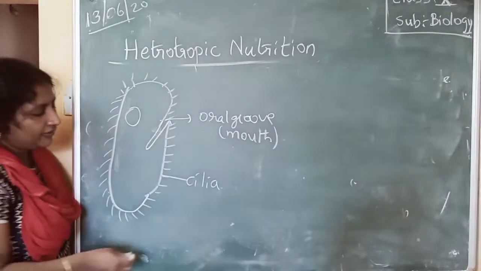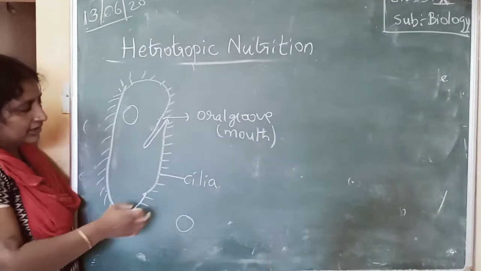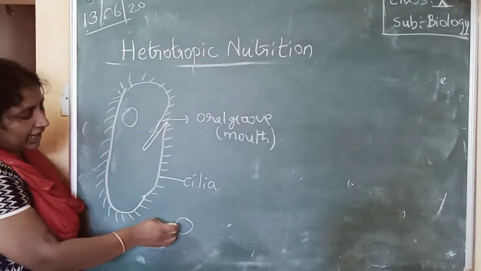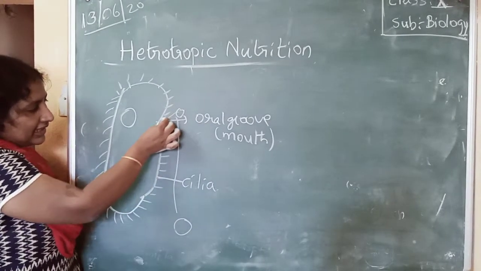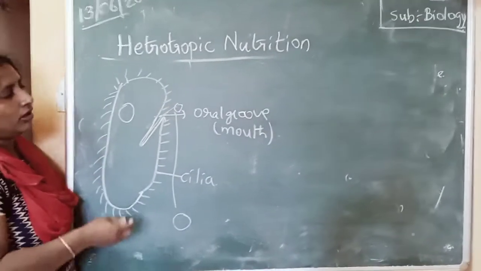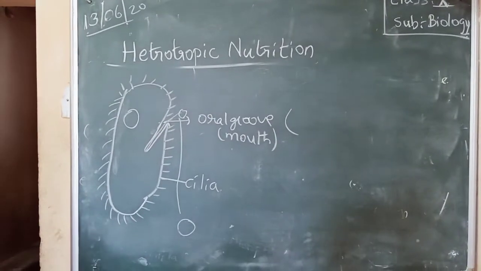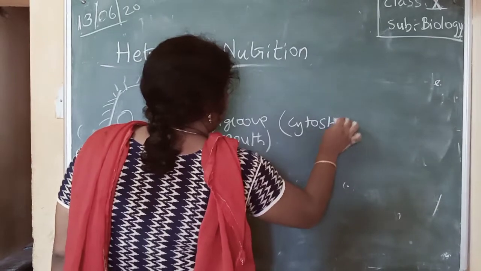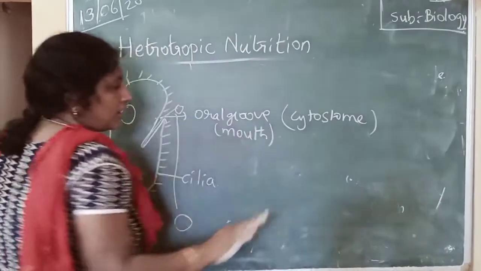But if the food is present somewhere here, it moves its cilia, its hair-like structures, and brings this food near the mouth and takes the food in through this mouth, that is through the oral groove. The oral groove is also called the cytostome. Mouth, oral groove, cytostome, all are the same.